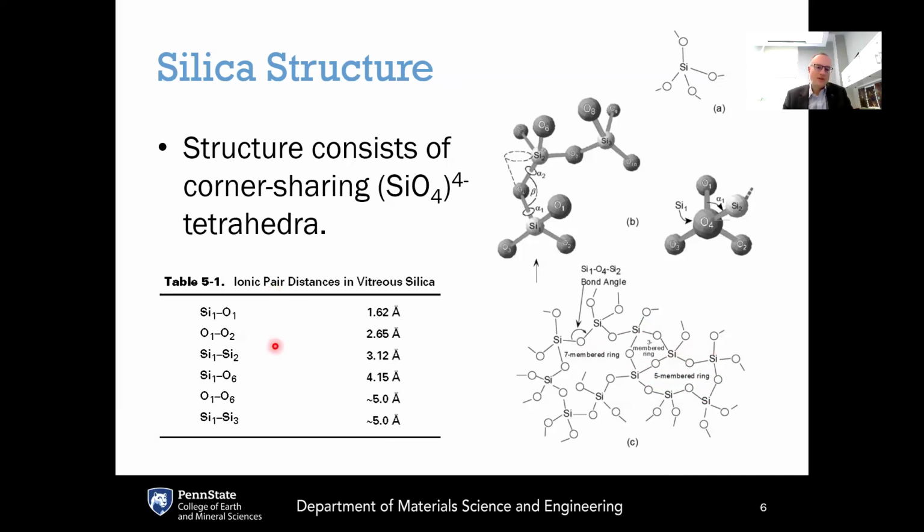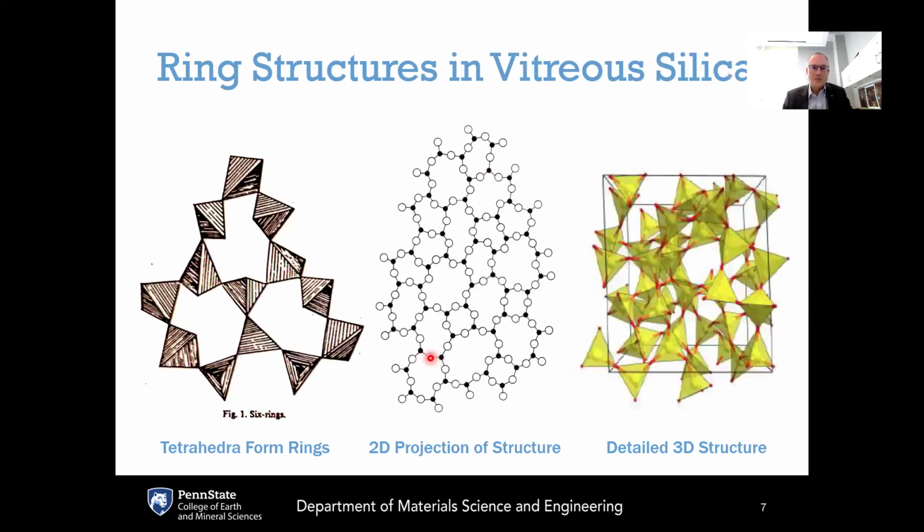The table here on the left shows some average ionic pair distances in vitreous silica. So the bond distance between the silicon and its nearest oxygen to which it's bonded is 1.62 angstroms. The distance between 2 neighboring oxygens, so these are not bonded to each other, but just 2 of the nearest oxygens on opposite sides of a tetrahedron. That distance is 2.65 angstroms. Between neighboring silicons, it's 3.12 angstroms, and so on.